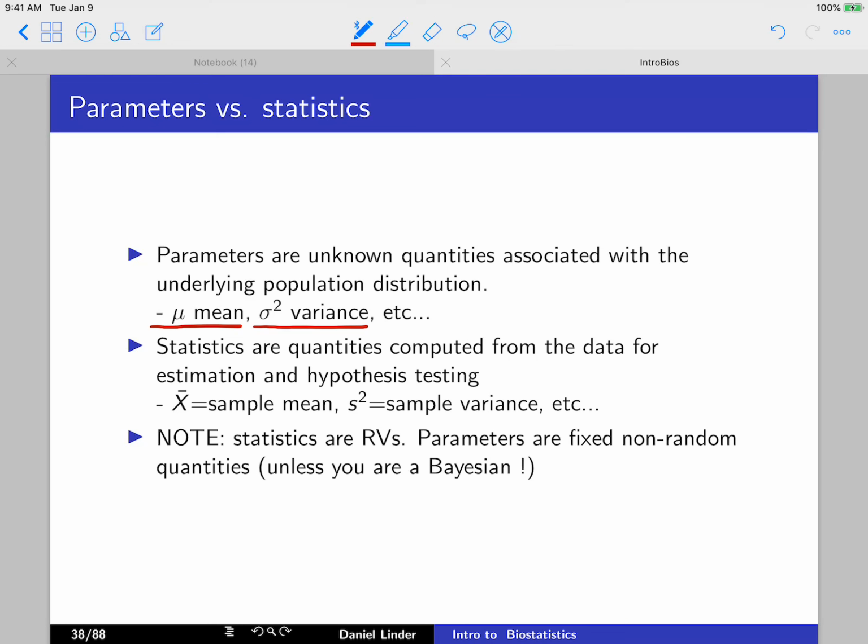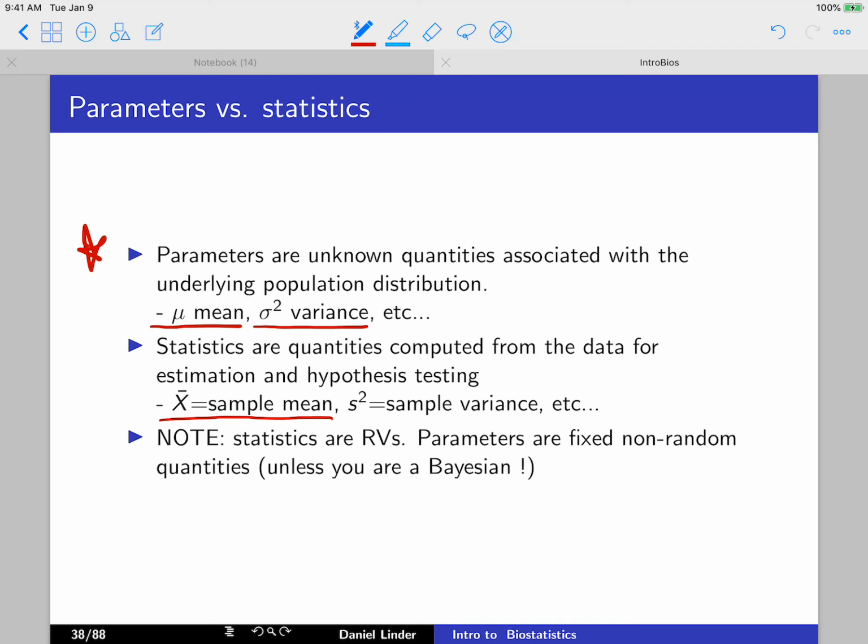Okay, so what about statistics then? Statistics are the quantities that you actually compute from the data in order to carry out estimation or hypothesis testing. So X bar, which would be the sample mean, is a statistic. A statistic is a quantity that you compute from the data. A statistic is random. A population parameter is not random. These are fixed, at least if you're a frequentist, these are fixed unknown quantities.